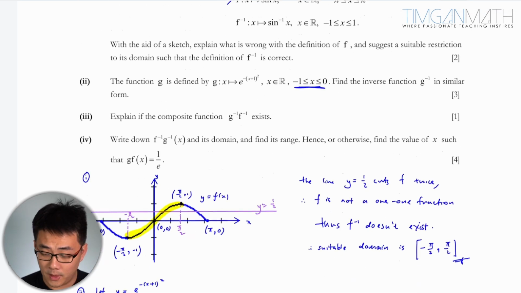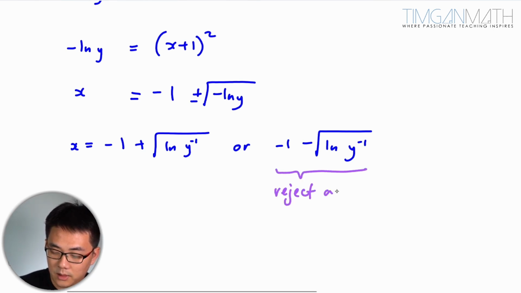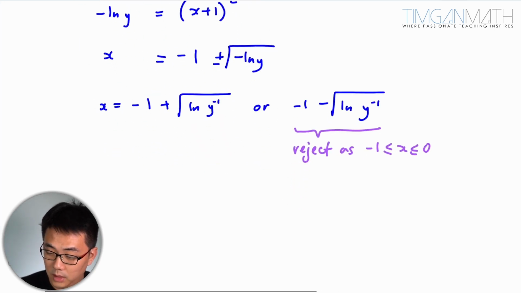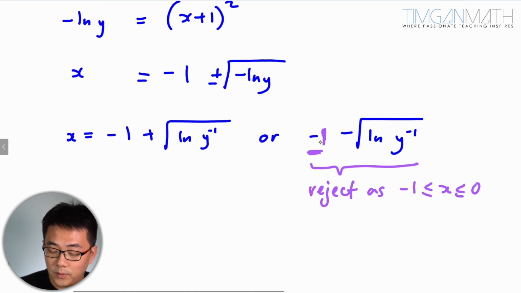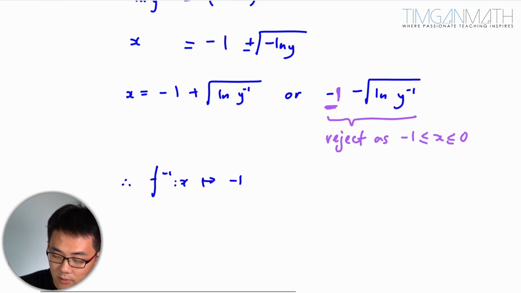This is minus 1 to 0. So minus 1 to 0 would be this, right? So just reject, as x is between minus 1 and 0. That's what we have to do, right? Because it's negative 1 minus a number, if you take minus 1 minus any positive number, you will get anything less than negative 1. We want it to be minus 1 to 0. So in other words, hence f inverse x is just negative 1 plus ln 1 over x.